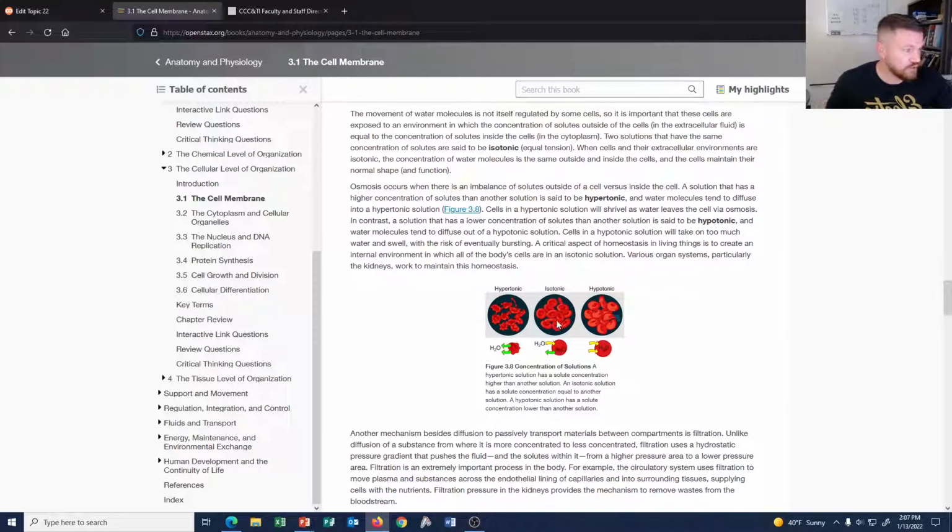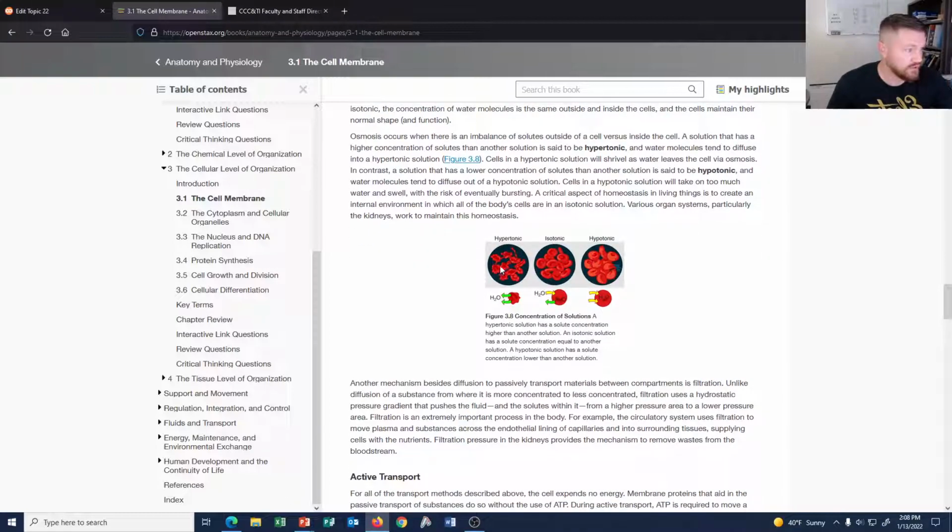And so what this is showing you is what would happen to your blood cells if you put them in each type of environment. So if you put your blood cells in a hypertonic, so the way to think about this is if I injected concentrated salt water into my veins, what would happen? My red blood cells would shrivel up. All the water would leave them. You'd dehydrate them essentially. Your kidneys would have a fit too.